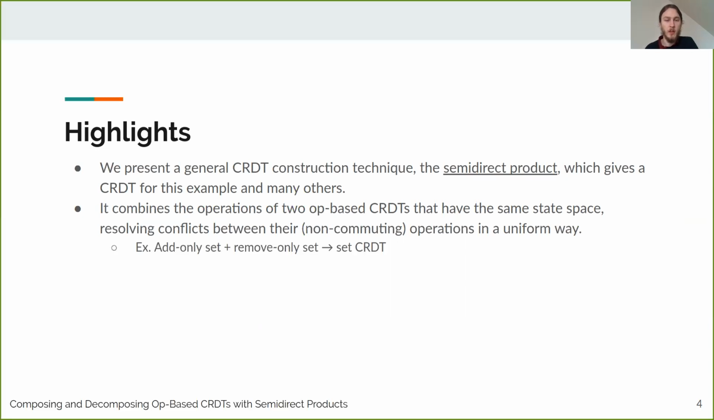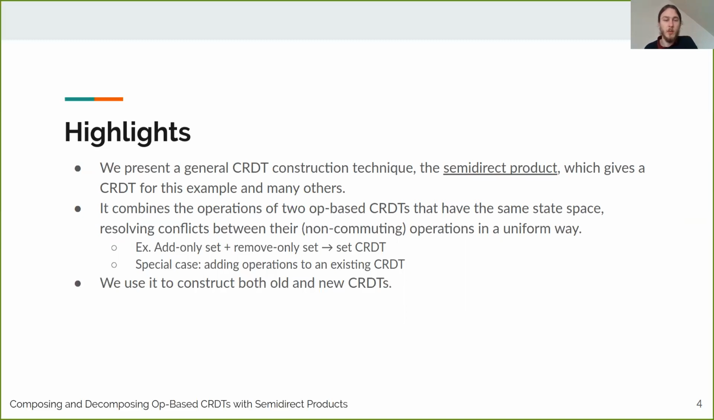An example of this combination is that we can take a set that only supports add operations, which is pretty easy to make into a CRDT, and a set that only supports remove operations, and we can combine them into a set CRDT that allows both adds and removes. A special case of combining two CRDTs in this way is adding operations to an existing CRDT.